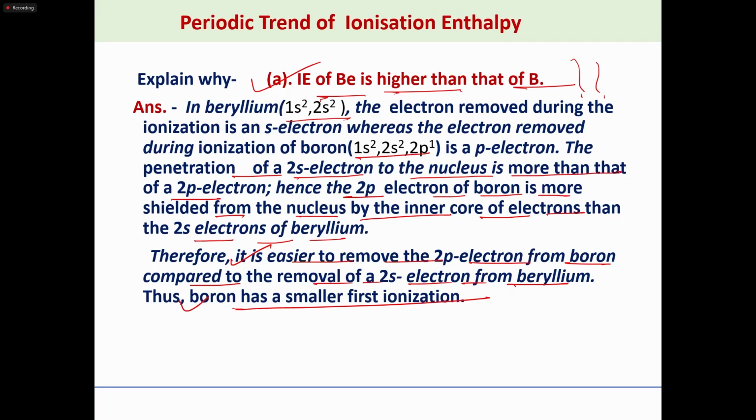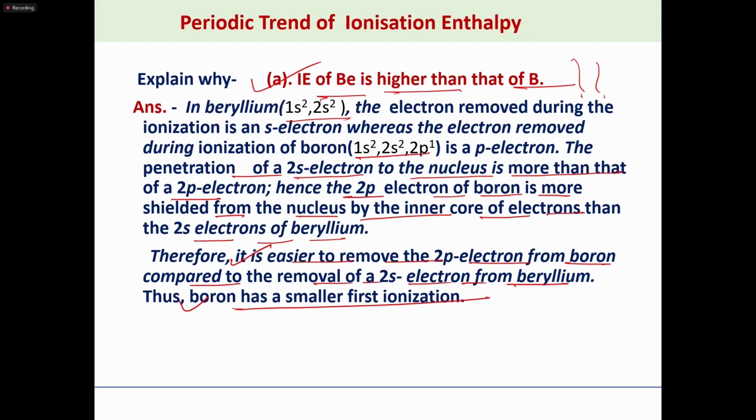Okay. So when the electron is present in the s orbital, that means there is more penetration. With more penetration of the s orbital, the electron is closer to the nucleus. But for the p orbital, there is less penetration. That's why this electron is less close to the nucleus. For the boron case, the shielding effect is there.